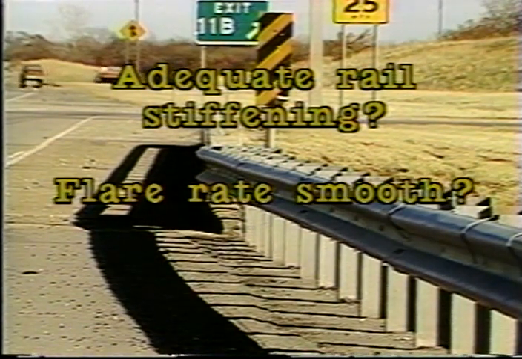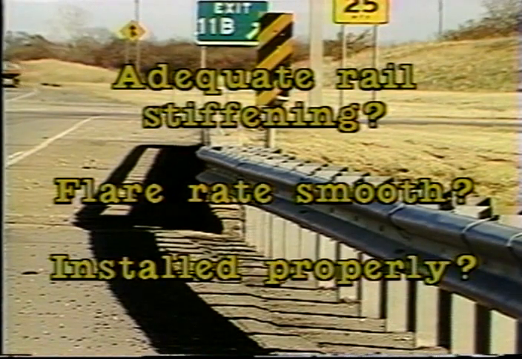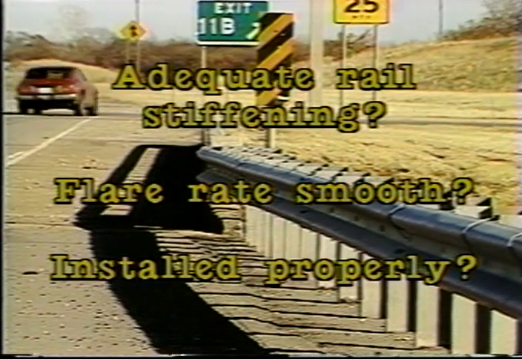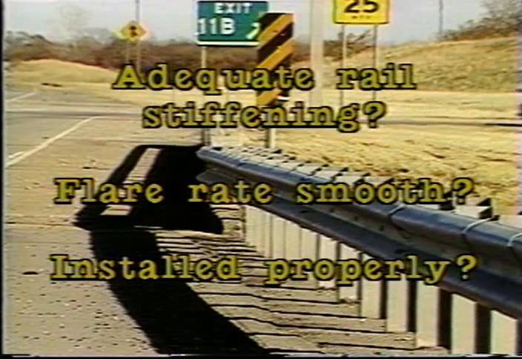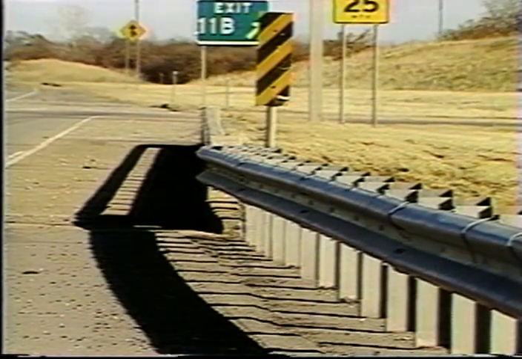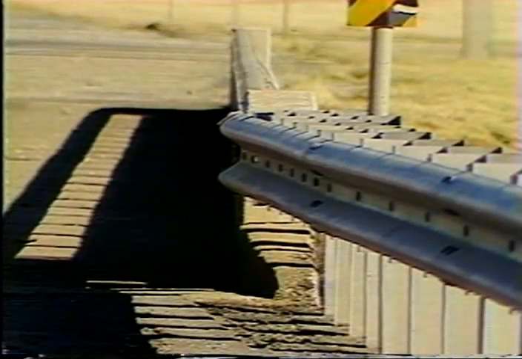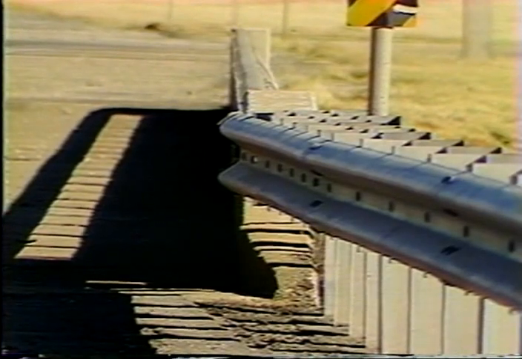Is the flare rate smooth and without projections that could snag a vehicle? Is the beam installed properly? Are the required extra posts correctly installed? Where weakness is present, a section of thri-beam rail may be needed to make the rail stiffer.